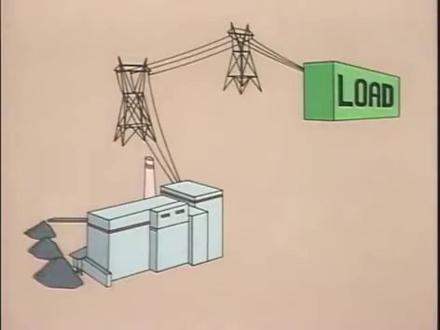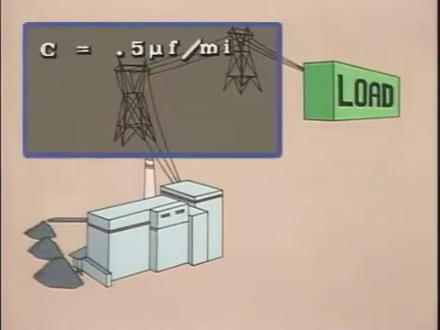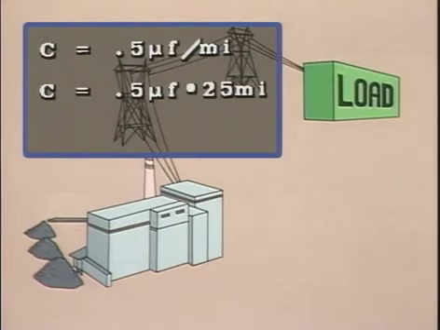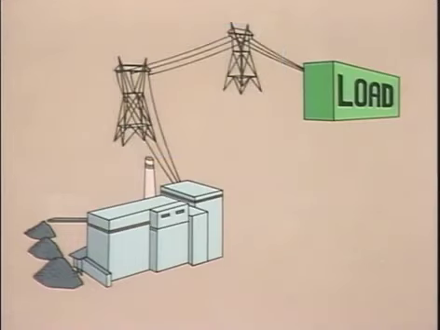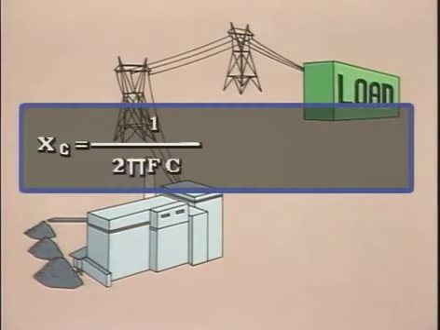First, the capacitance is determined. In this example, we'll assume that 0.5 microfarads of capacitance are produced per mile. 0.5 microfarads times 25 miles equals 12.5 microfarads of capacitance for the phase. Now we can calculate the capacitive reactance for this phase. Again, the formula for capacitive reactance is X sub C equals 1 divided by 2 pi times f times C.